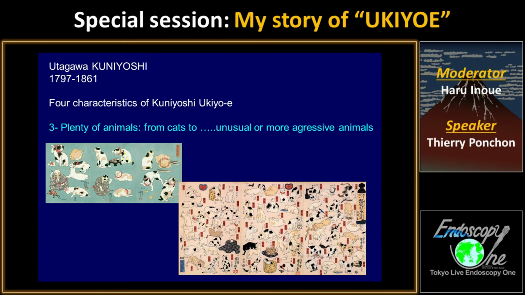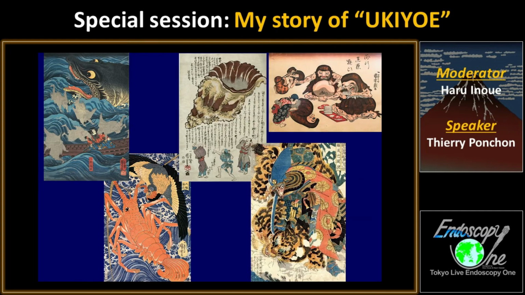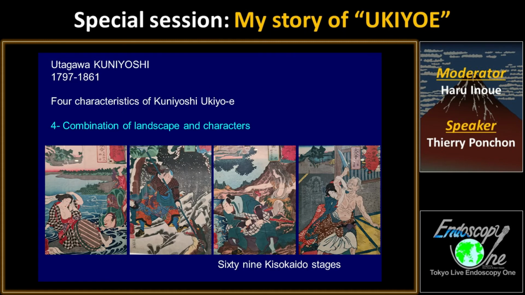Plenty of animals, from cats, black cats, very kind cats, to more aggressive animals, such as this fish, lobster, this bird, and this tiger. So very rich iconography and different animals. And finally, this was very specific to Kuniyoshi. It combined landscape, like Hiroshige, plus characters. And this was very unusual. So you have a lot of characters, and these are also from the 69 Kisokaido stages.